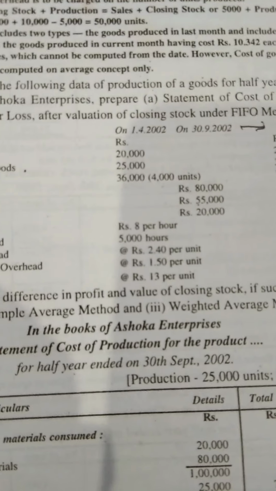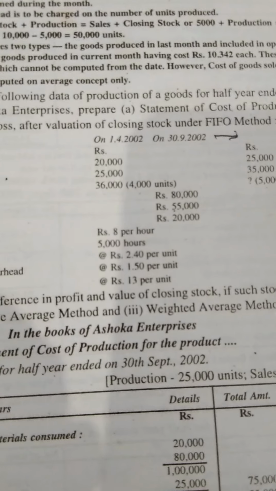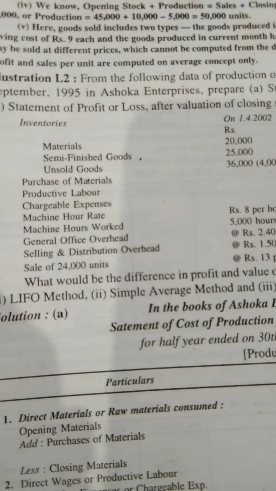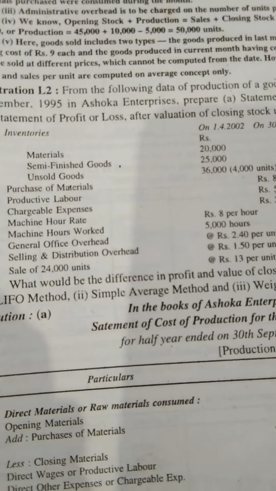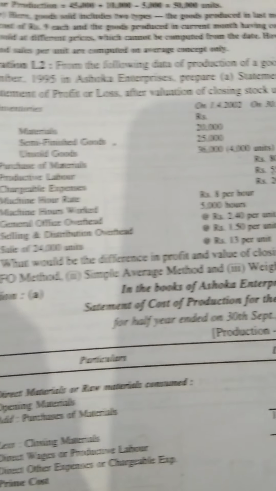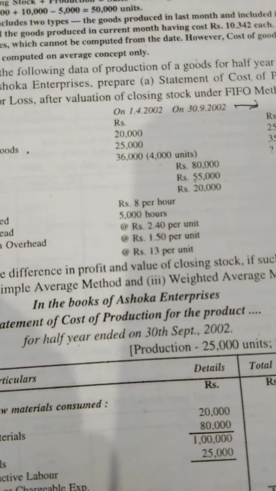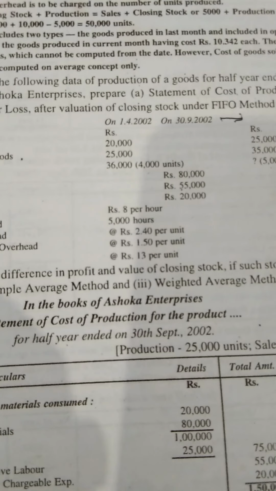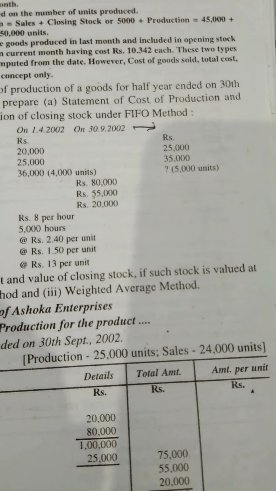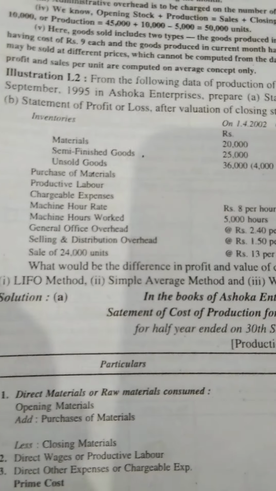That is materials given the opening balance. If you look at 1/4/2002 and 30/9/2002, opening value and closing value is given, 20,000 and 25,000. Likewise, value of semi finished goods, that is WIP value, is given 25,000 and 35,000. WIP means work in progress. Unsold goods, that is finished goods, 36,000 for 4,000 units. That means the price of 4,000 units is 36,000, but the value of closing finished goods is not given. It is written with a sign of interrogation, and 5,000 units.